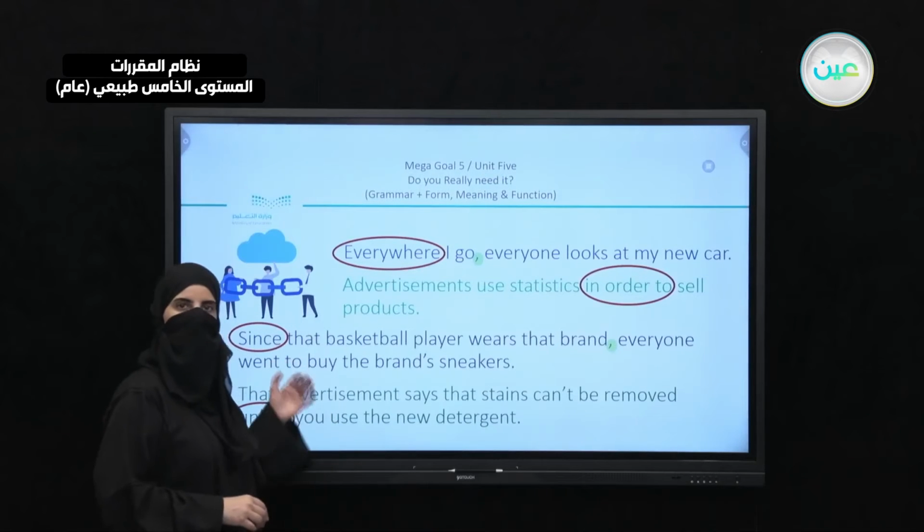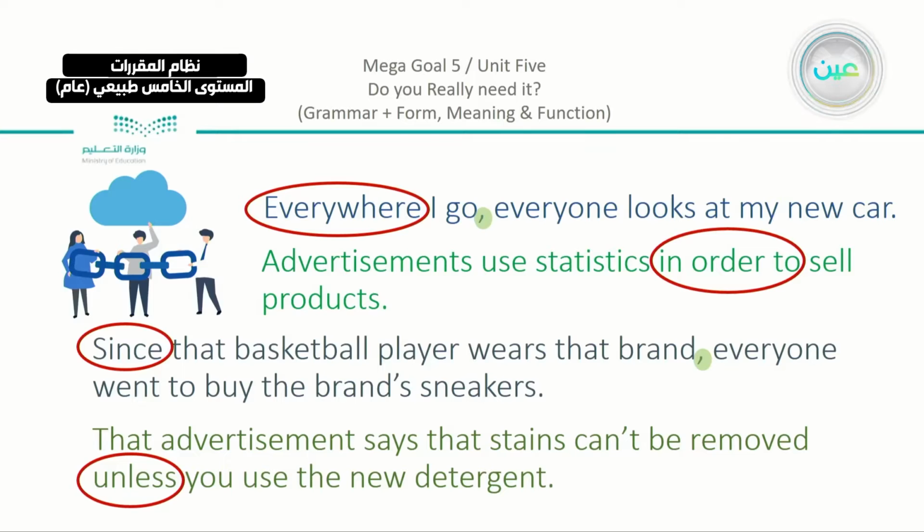Now, do you remember these examples? We said, everywhere I go, everyone looks at my new car. Advertisements use statistics in order to sell products. Since that basketball player wears that brand, everyone went to buy the brand sneakers. That advertisement says that stains can't be removed unless you use the new detergent. Now we had two parts, and you can see that we have also the comma in two sentences because we had the adverb clause at the beginning. And there was a rule that we have to follow. Now let's just take a look.